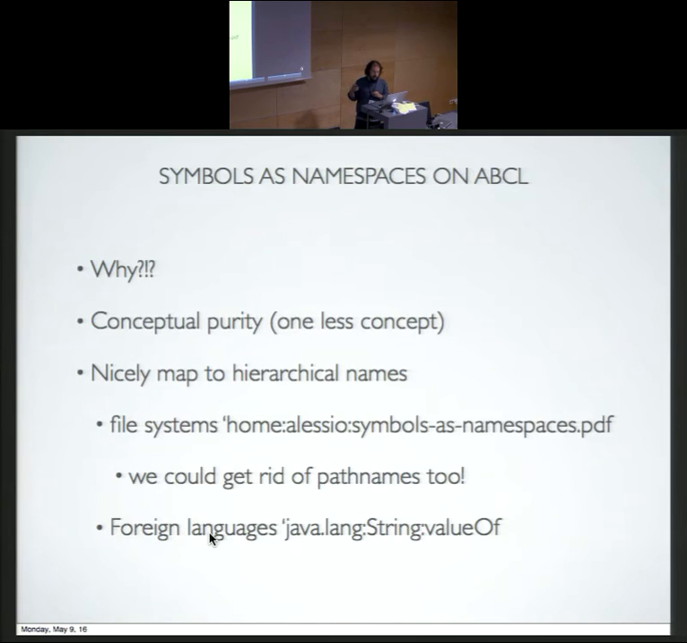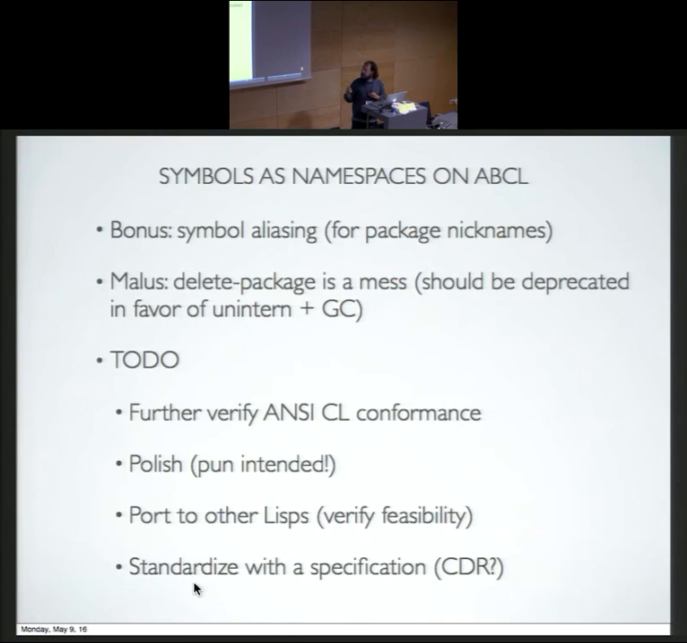Those new symbols map nicely to hierarchical names like file names, so we could get rid of path names too, and also as a foreign language interface with languages with several layers of namespacing, like namespace, class member, and so on. As a bonus, you get a symbol aliasing operator, which is needed for nicknaming packages. As a negative side, delete packages becomes a problematic operation. But this is more comforting than I thought.